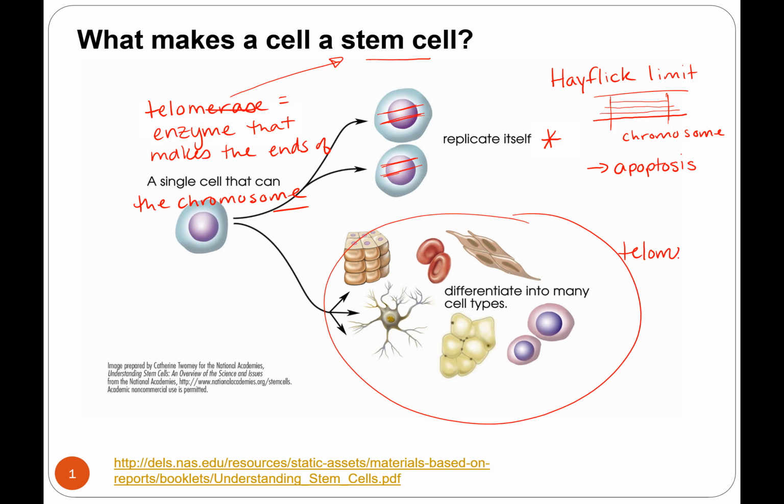the enzyme telomerase is off, and that's why the chromosomes get shorter and shorter every time the cell replicates. That's why differentiated cells have this Hayflick limit. So one of the key components of a stem cell is that it can replicate itself forever because it has that enzyme telomerase activated. The other key thing about a stem cell is that it can differentiate.